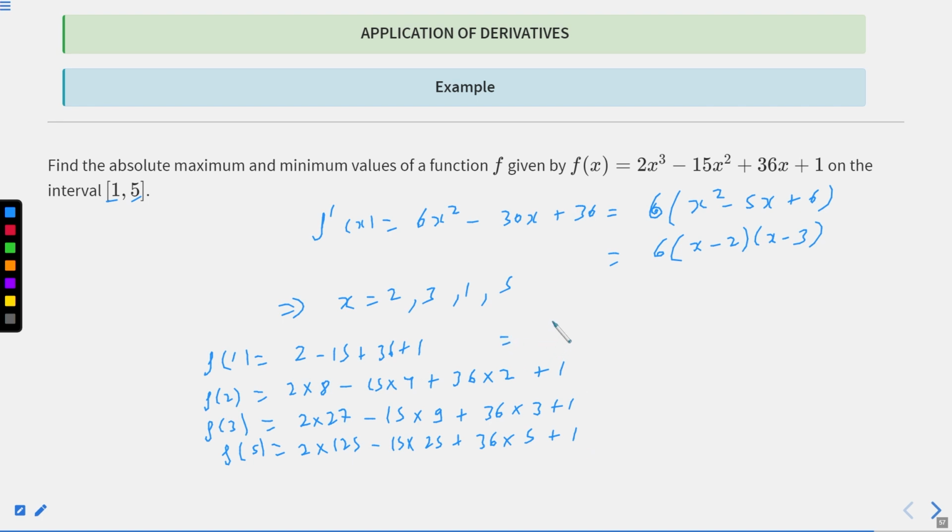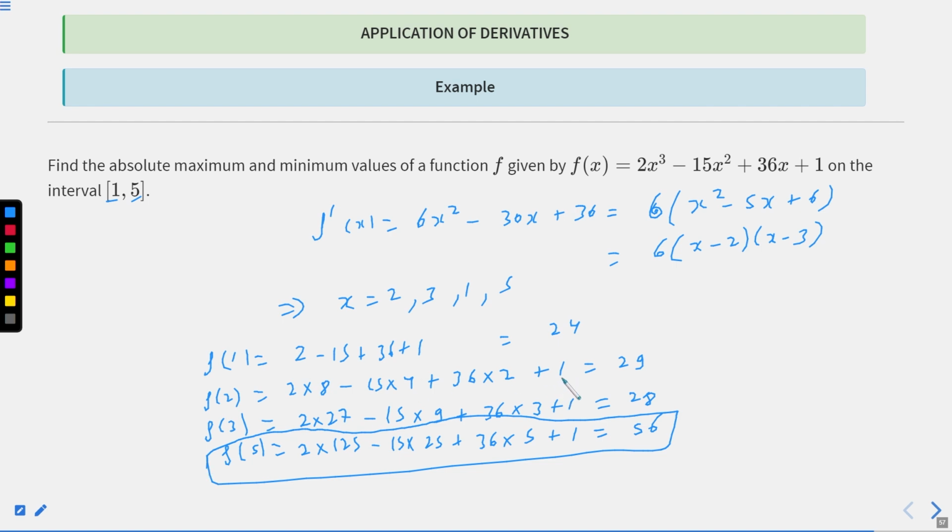So f of 1 will be 24, then 29, then 28, and the last will be 56. Please do calculate them. Now as you can see, the highest value among them is 56. So your absolute maximum will be 56 at x is equal to 5. And the minimum value will be 24 at x is equal to 1. I hope it is clear to you. Simple.